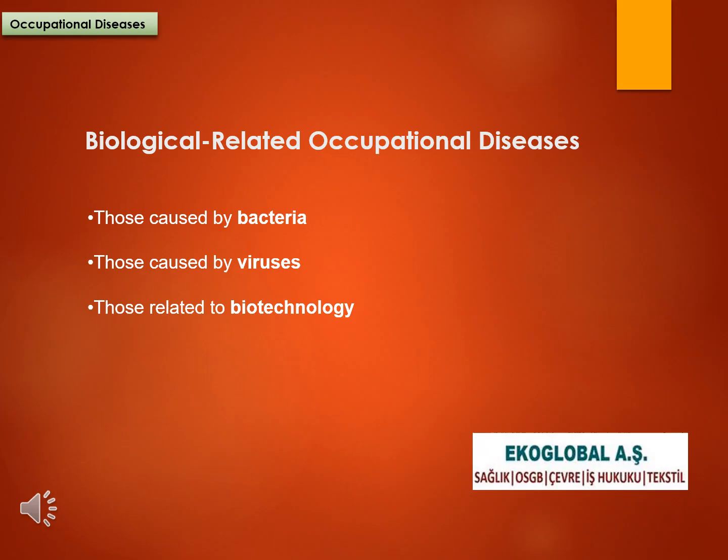Biological origin occupational diseases can be classified into 3 groups. Bacterial illnesses caused by exposure to harmful bacteria in the workplace. Viral diseases resulting from contact with infectious viruses. Biotechnology-related health issues arising from the use or handling of biotechnological materials, organisms, or processes.